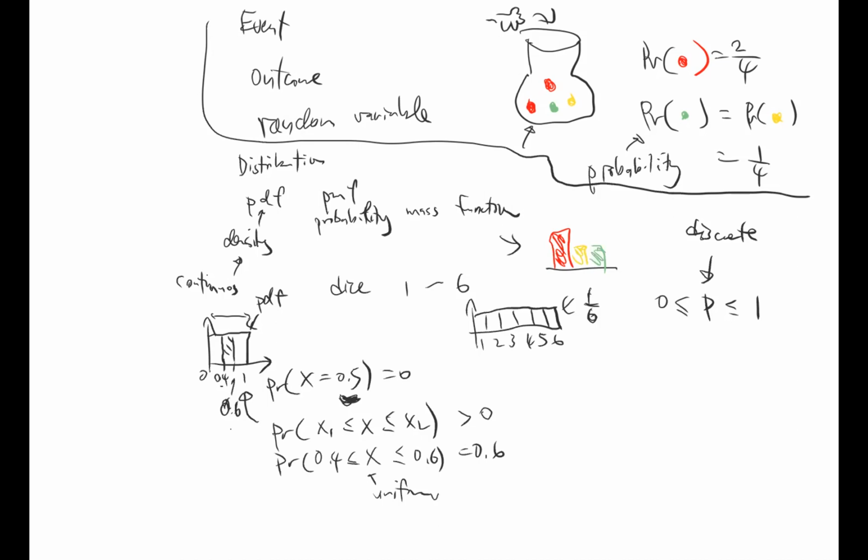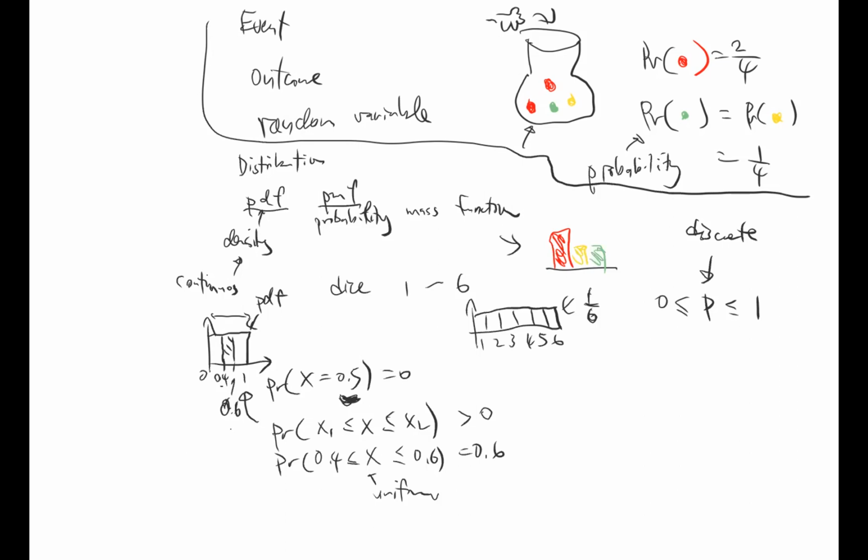Any questions? I assume you all know this, but maybe you forgot it. This is a PDF, a PMF. Remember that a distribution is just a list of all the probabilities. For a PMF, you deal with discrete random variables, and for a PDF, you deal with continuous random variables.